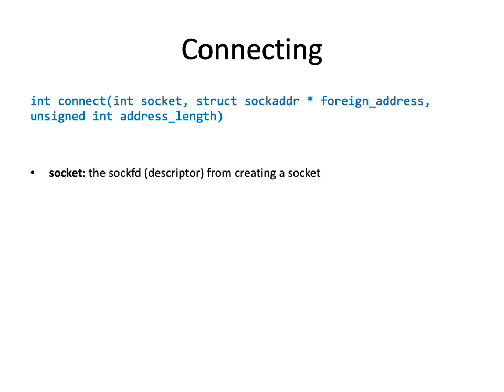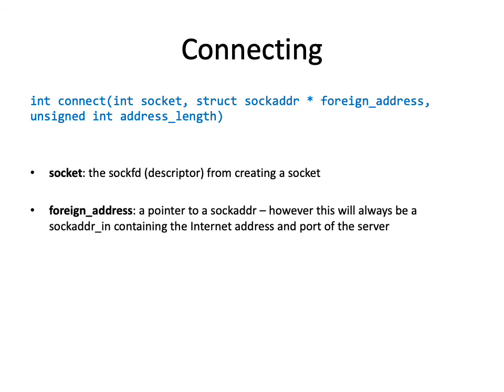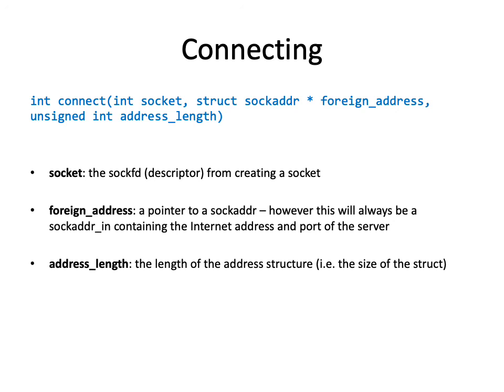The first argument, socket, is the file descriptor of the socket from when you created that socket on the client side. Foreign address is a pointer to a struct socket address. This is going to be a socket address that contains the internet address and port of the server. So this is basically who you're trying to connect to. Finally, address length is the length of the address structure, the size of the struct. So this is a request to connect with a particular server specified by foreign address.